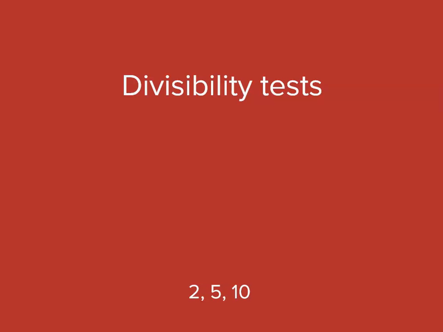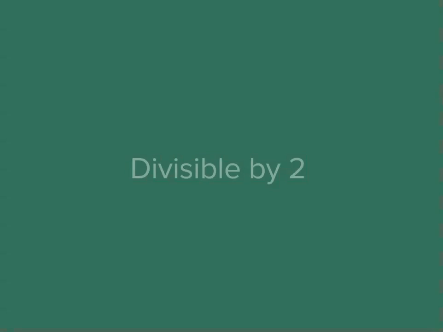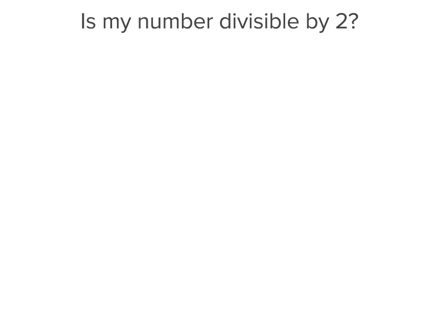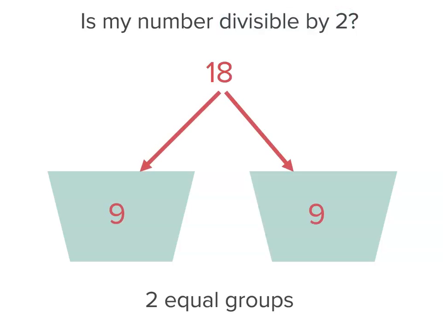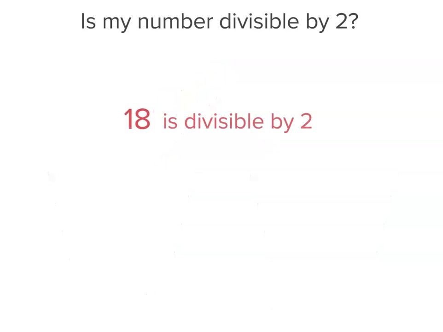How can we tell if a number is divisible by a number like 2, 5 or 10? Well, let's start with 2. For a number to be divisible by 2, it would mean we can share it into 2 equal groups with no leftover. So if we have 18, we can share that into 2 equal groups of 9, and there's no leftover. So that means 18 is divisible by 2.